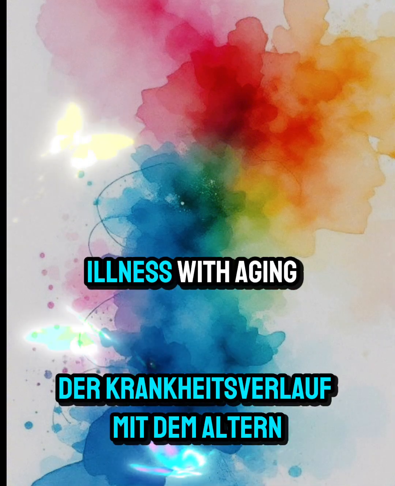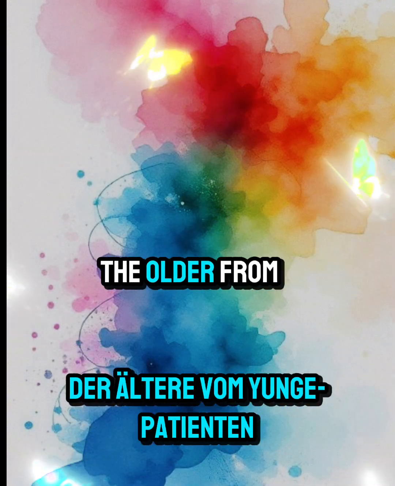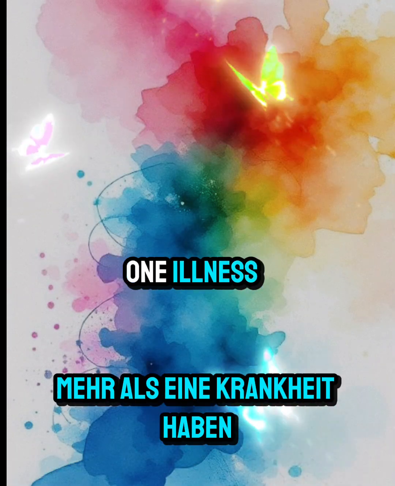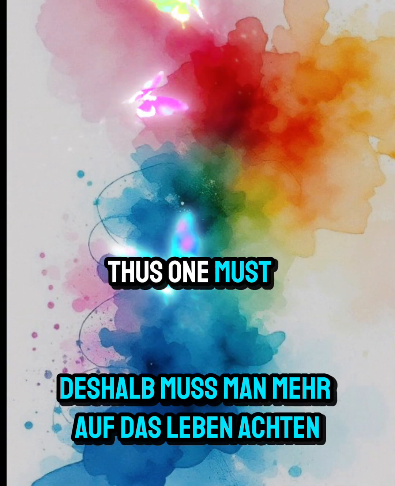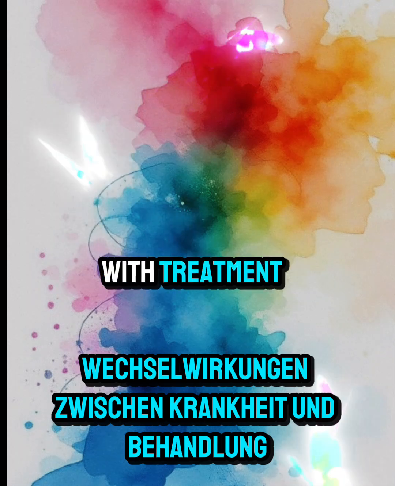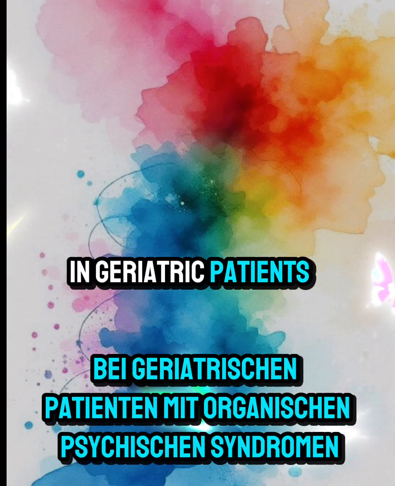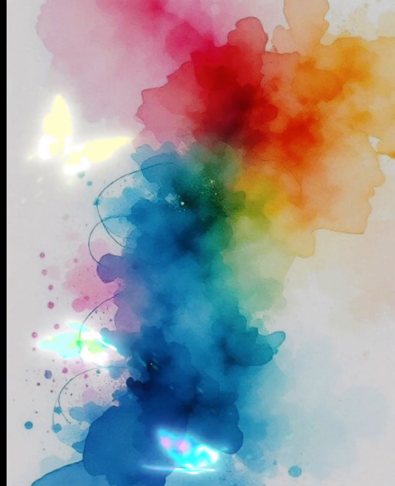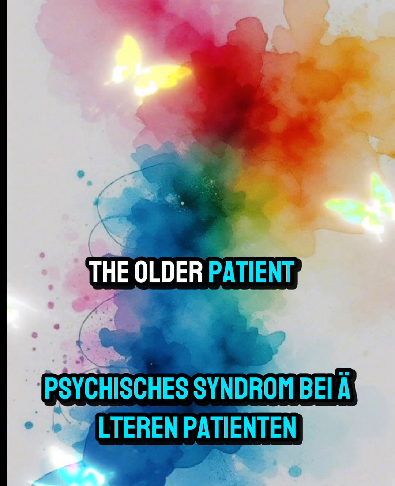The course of illness with aging. A fundamental clinical aspect that distinguishes the older from the young patient is the greater likelihood of the former having more than one illness and receiving more than one treatment concurrently. Thus one must pay greater attention to illness interactions along with treatment interactions, e.g., polypharmacy issues, in geriatric patients with organic mental syndromes (Cohen, 1985). The aggravation of the course of an organic mental syndrome in the older patient is due to the interplay of these factors.